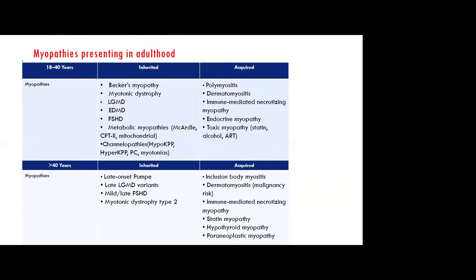Whereas the late onset usually are more commonly acquired compared to inherited, and it's the other way around for the 18 to 40 years. Whereas for more than 40 years, the acquired causes being inclusion body myositis, dermatomyositis carrying the malignancy risk, the immune-mediated necrotizing myopathies, the statin myopathies, hypothyroid myopathies, and paraneoplastic myopathies.